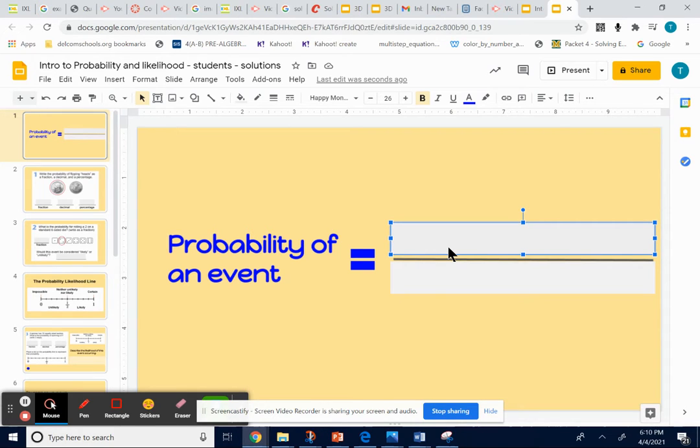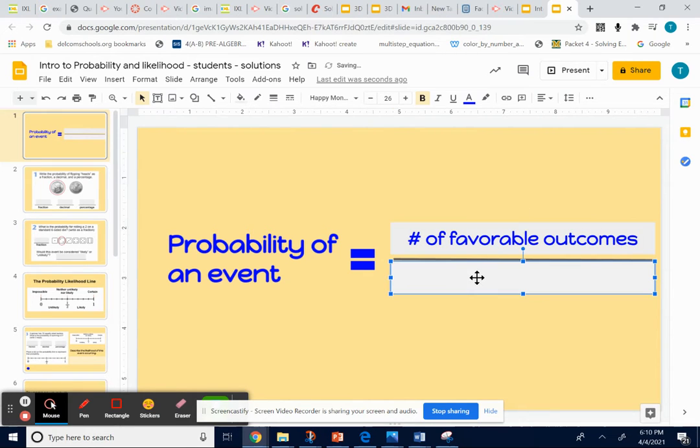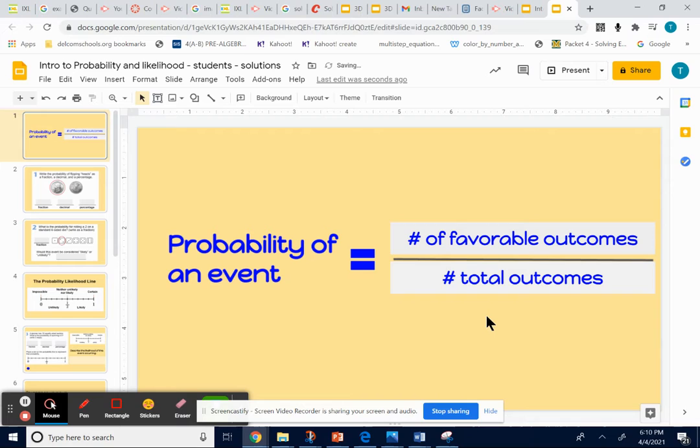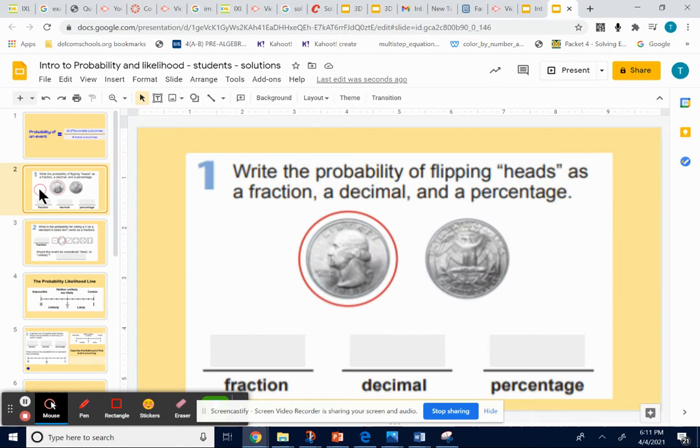Okay, I know you've seen a little bit of this last year, but we're going to use the definition: number of favorable outcomes over the number of total outcomes. We're going to use that idea to figure out the probability, the likelihood that something will happen. Okay, we'll do slides 2, 3, 4, and 5 together, and then I'll have you guys finish this. But I want to make sure you get a good start.